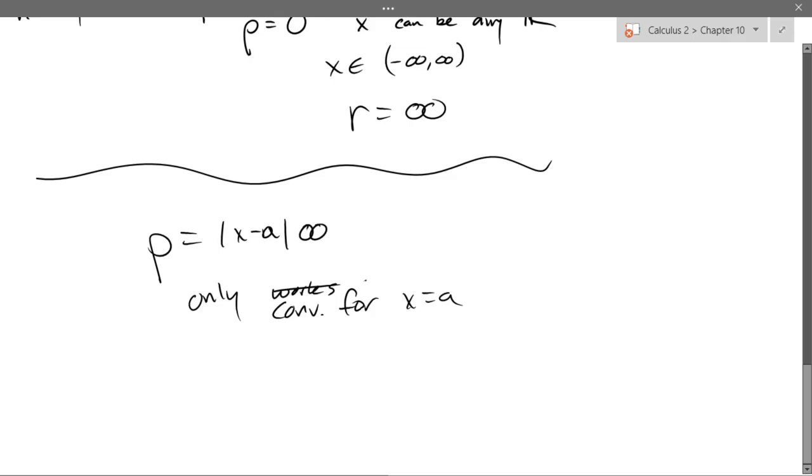So this should help you start on a bunch of your power series homeworks. And tomorrow we're going to do some crazy algebra where we multiply power series together.